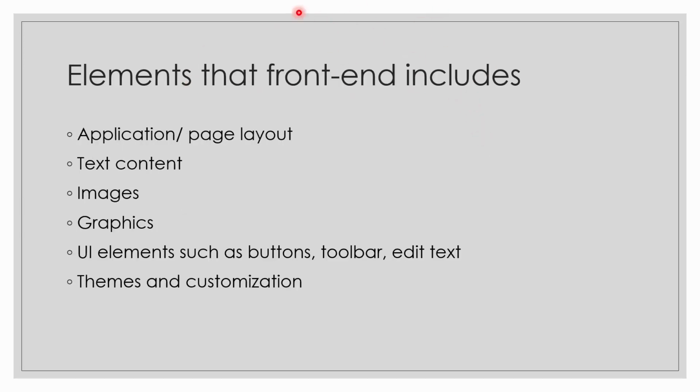What does the front end include? The front end includes the application or page layout, the text content present in the application, the images and graphics, and user interface elements such as button, toolbar, and edit text. Edit text is the block you see to enter the email. So that is called the edit text. We will look into more as we proceed through the course. The themes and the customization are all part of the front end.